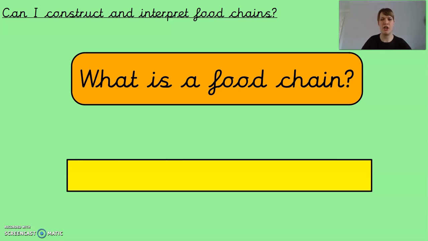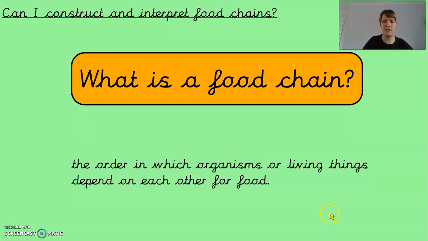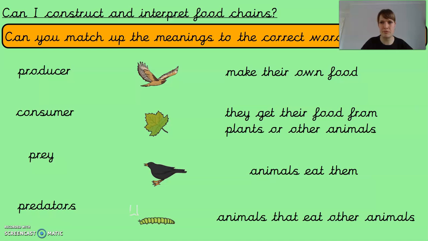Okay, welcome back. So a food chain is the order in which organisms or living things depend on each other for food. So it's the order and way things are eaten or dependent on what they eat. So I have got some keywords here, some vocabulary. We've got producer, consumer, prey and predators. And this is going to be our main vocabulary for this lesson.